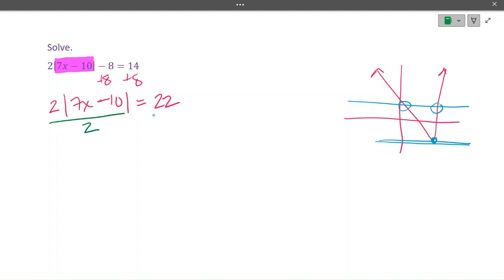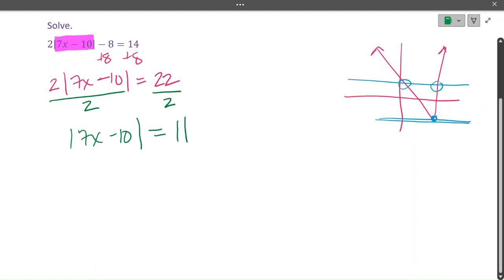Our next step as we try to isolate the absolute value bars is we're going to divide by 2. Remember, you can't put anything into the absolute value bars and you can't take anything out. So they need to get on their own side and then we can deal with them, which is what we do when we divide off by 2 here. And this is what we have left.